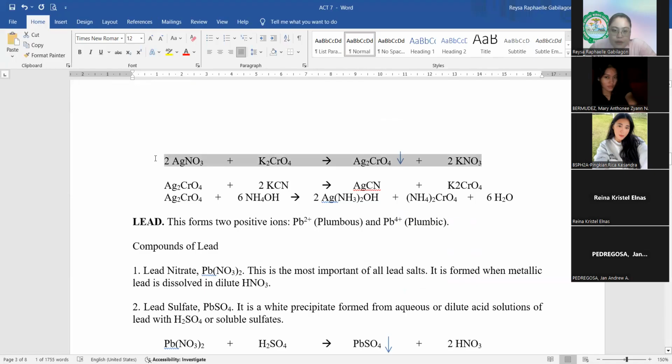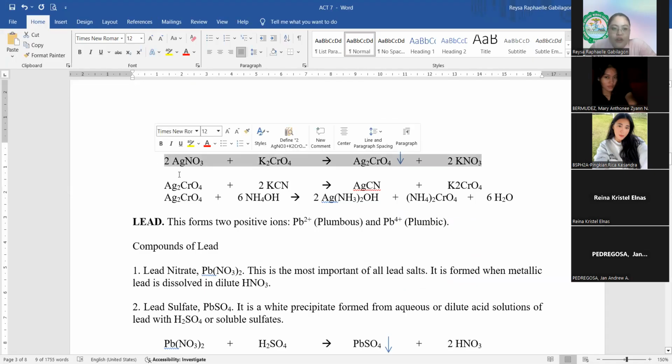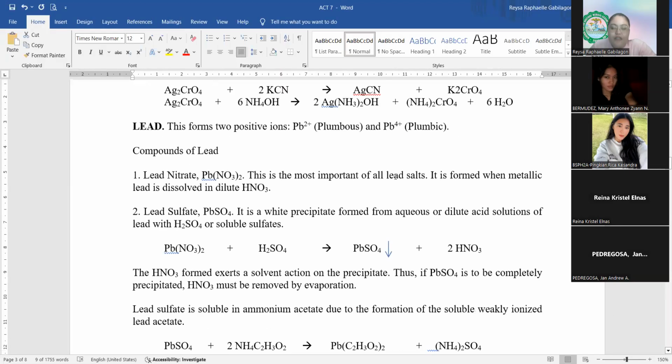So this should be the equation. Okay, because they asked for an equation there, right? 2 silver nitrate plus the potassium chromate will give you the silver chromate. Okay, it's the silver chromate. And that is for the silver. Any question?